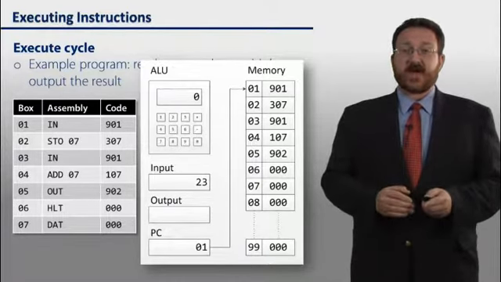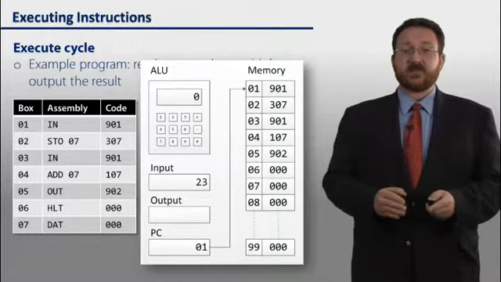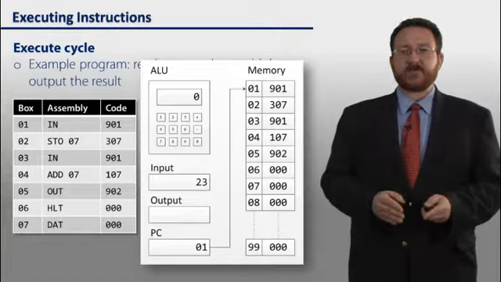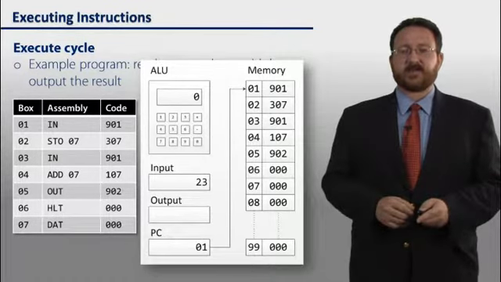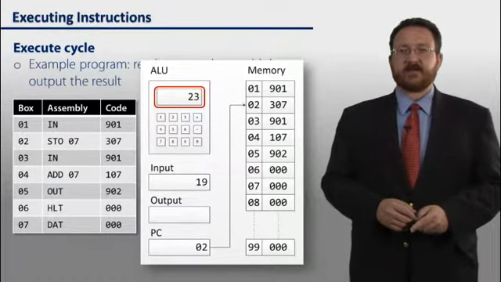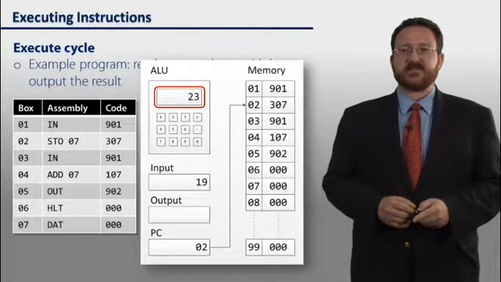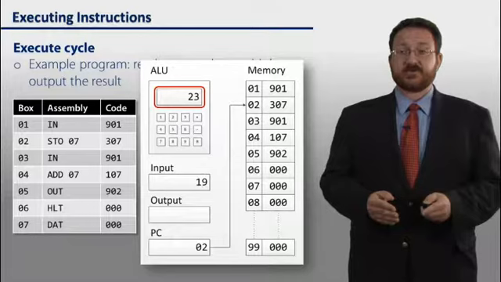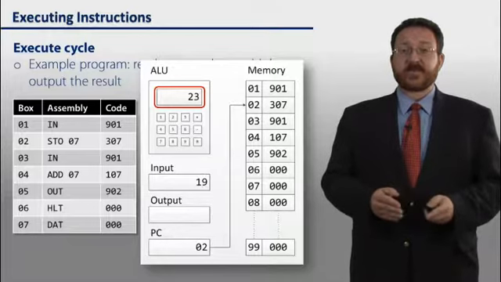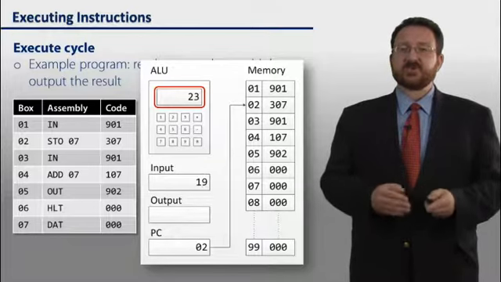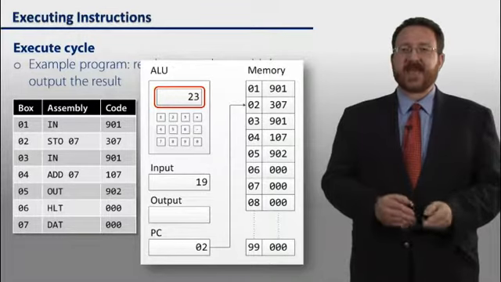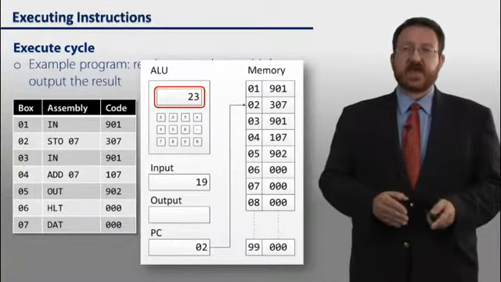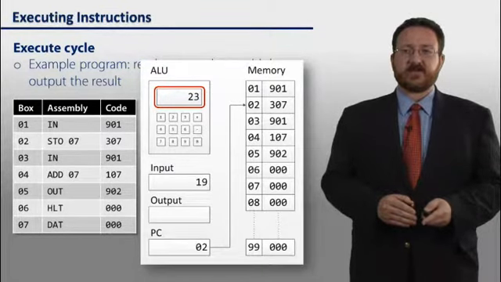We find the code 901. Now it turns out that 901 is an input command. So we take the number 23 from input and we put it into the calculator. So we'll execute that. There's the number 23 now that's in the ALU. Notice that the program counter has updated to point to instruction 2. In there we find 307, which is to store the number in address 7. So we look at the 23 that's in the ALU and we put it into location 7 in memory.